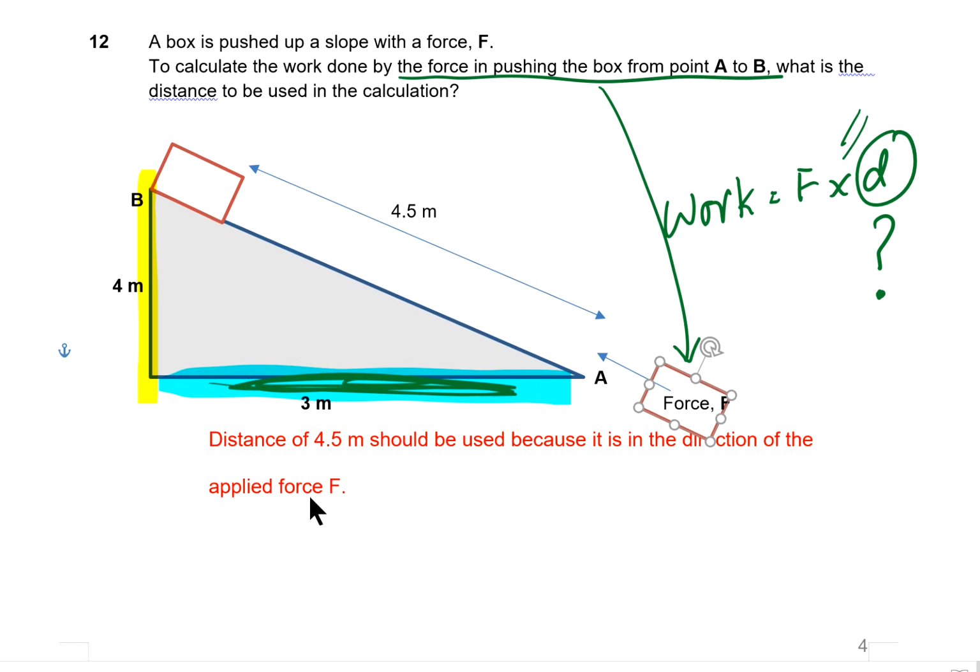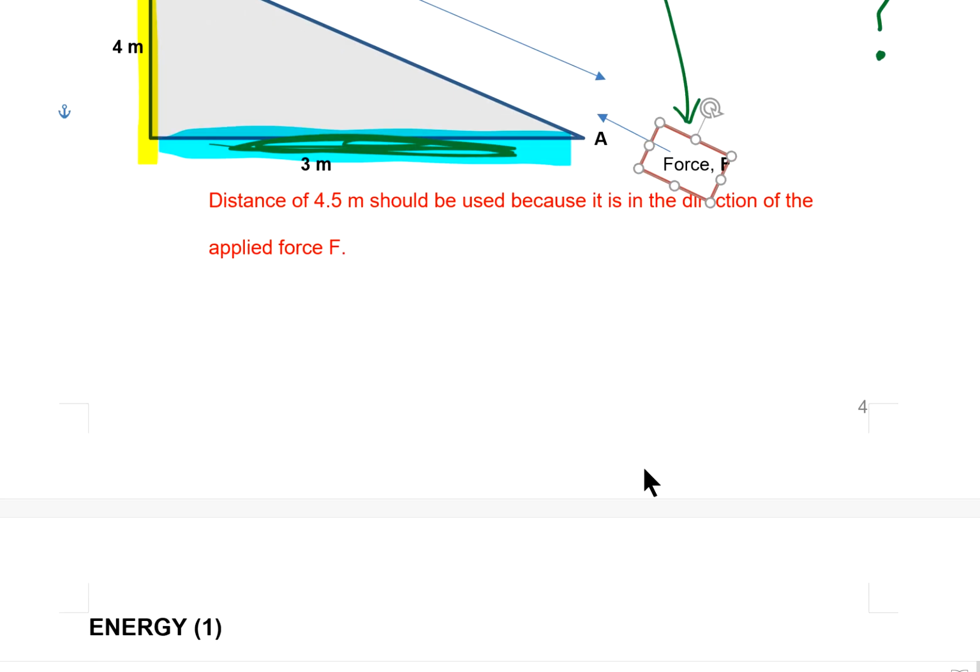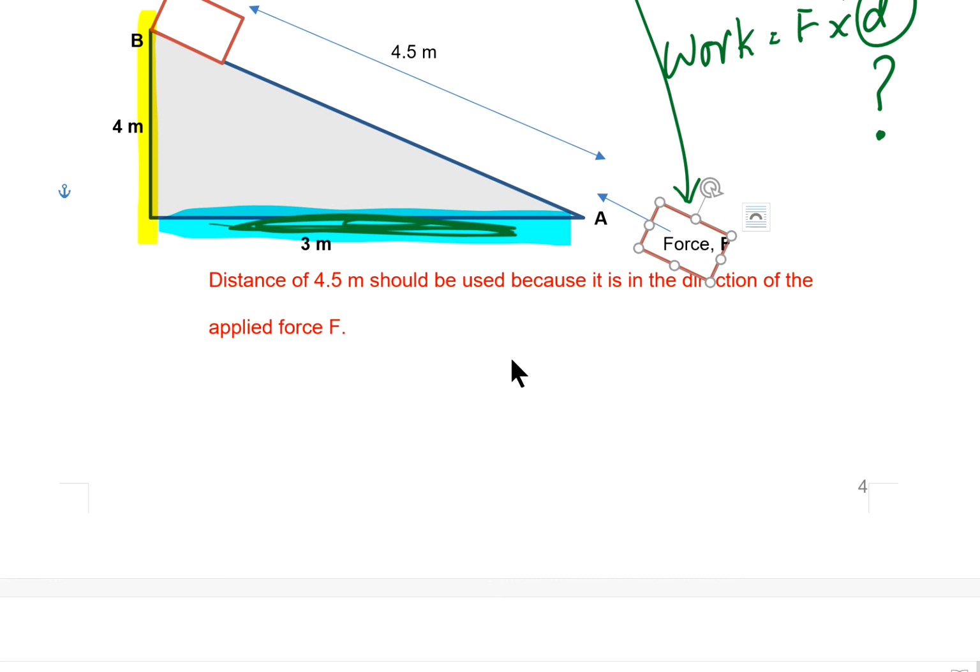So question 12, a distance of 4.5 should be used in the calculation because it is in the same direction as the applied force. Okay, so I'm done with the worksheet on work done.